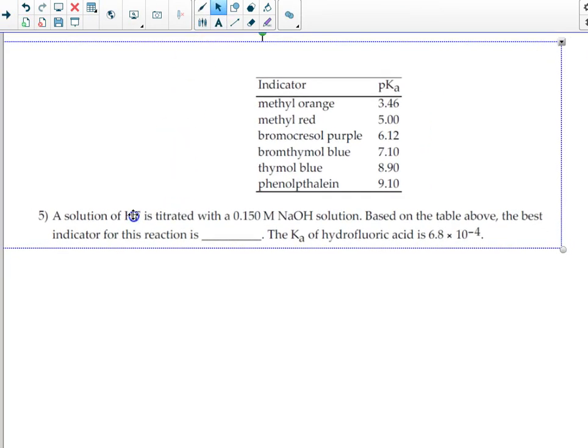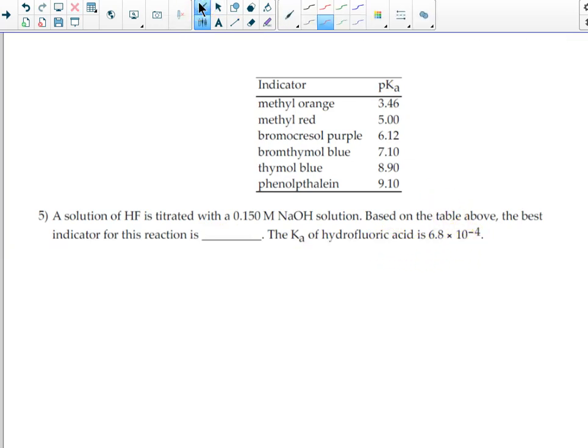A solution of HF is titrated with numbers I don't really care about again. Based on the table above, the best indicator for this reaction is blank. The Ka for hydrofluoric acid is given. There was one tiny piece of note we said, where the best indicator is the one closest to the pKa. Does that sound familiar? Okay. So you take the pKa of that hydrofluoric acid and you find the one that is closest to that answer.